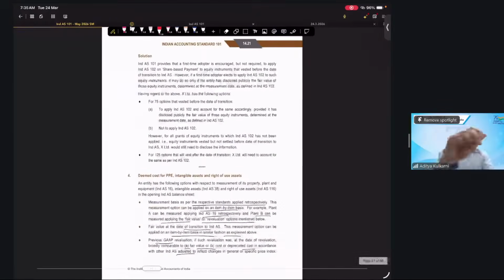Okay, so that is about ESOPs. Any other doubts, Swaminathan? Any doubts? No. Okay. So even Lavanya is clear. Now we move on to the next item.